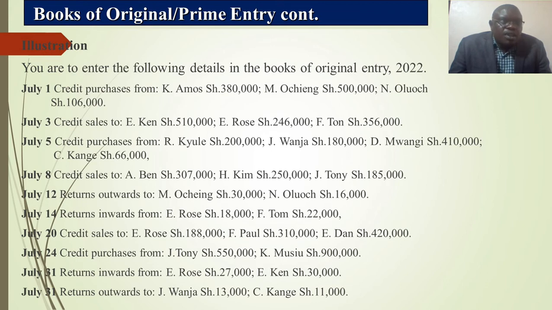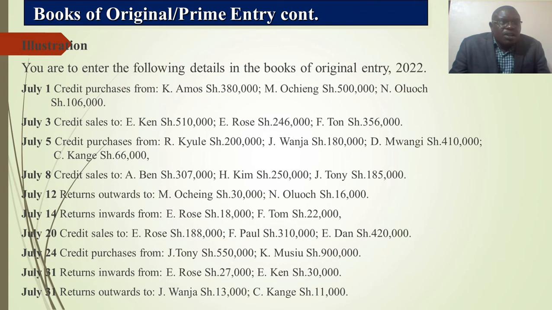July 24th, credit purchases from Nyarikini 550,000 Kenya shillings, and K Musiu 900,000 Kenya shillings. July 31st, returns inwards from Eros 27,000 Kenya shillings, and EKEN 30,000 Kenya shillings. July 31st, returns outwards to J Wanja 13,000 Kenya shillings, and C Kange 11,000 Kenya shillings.